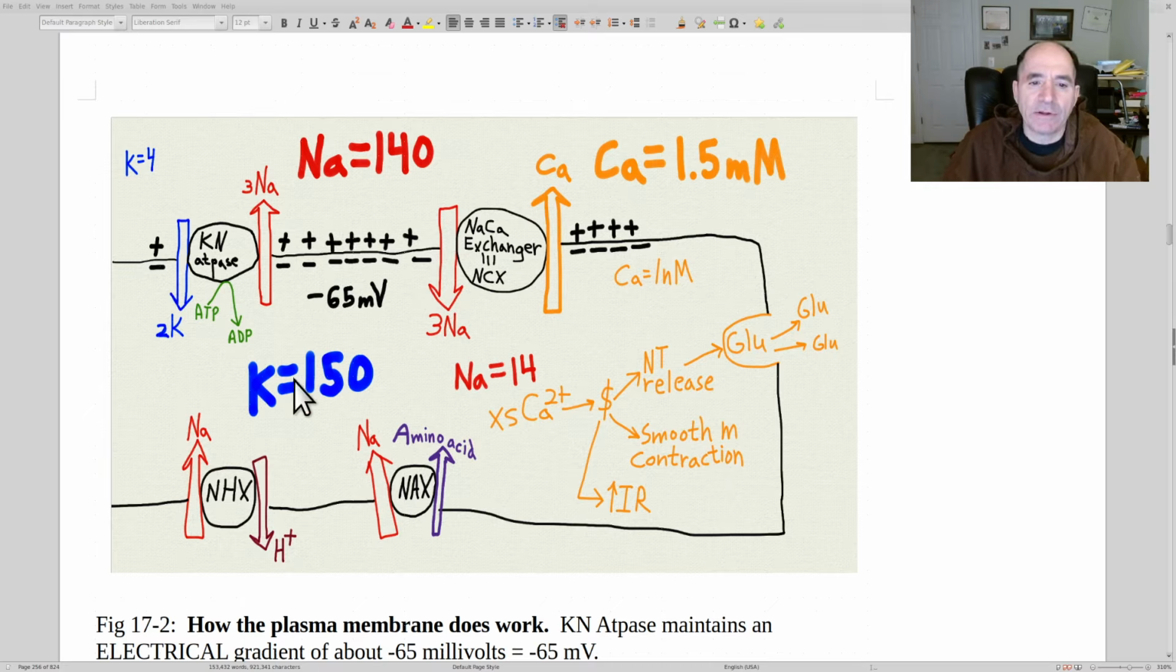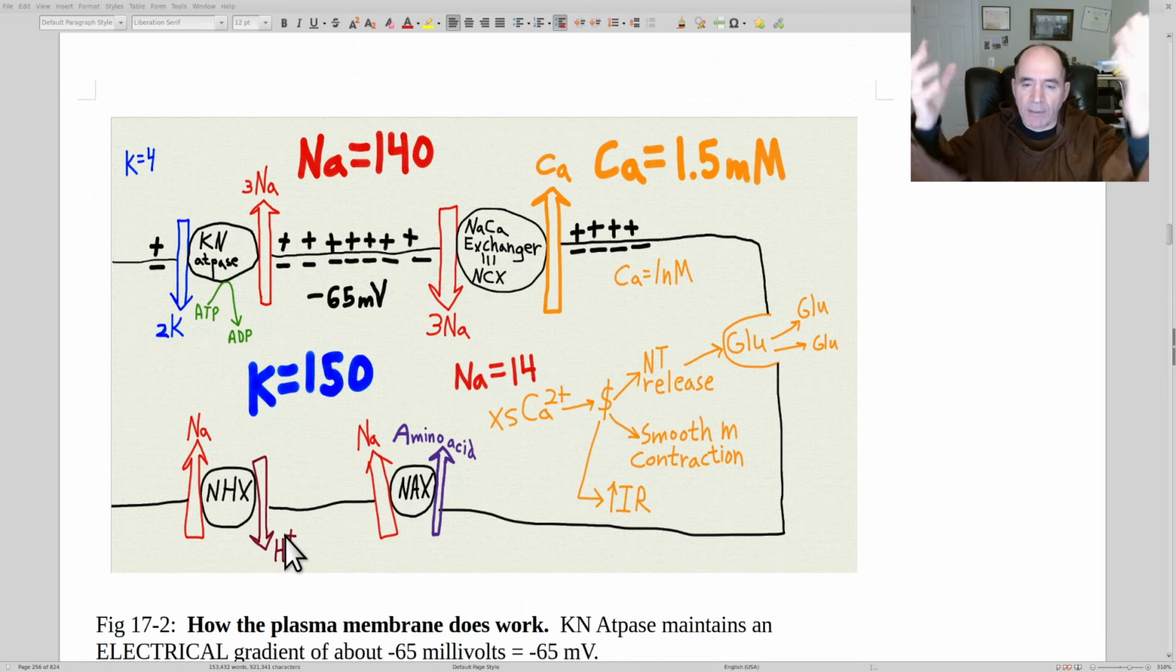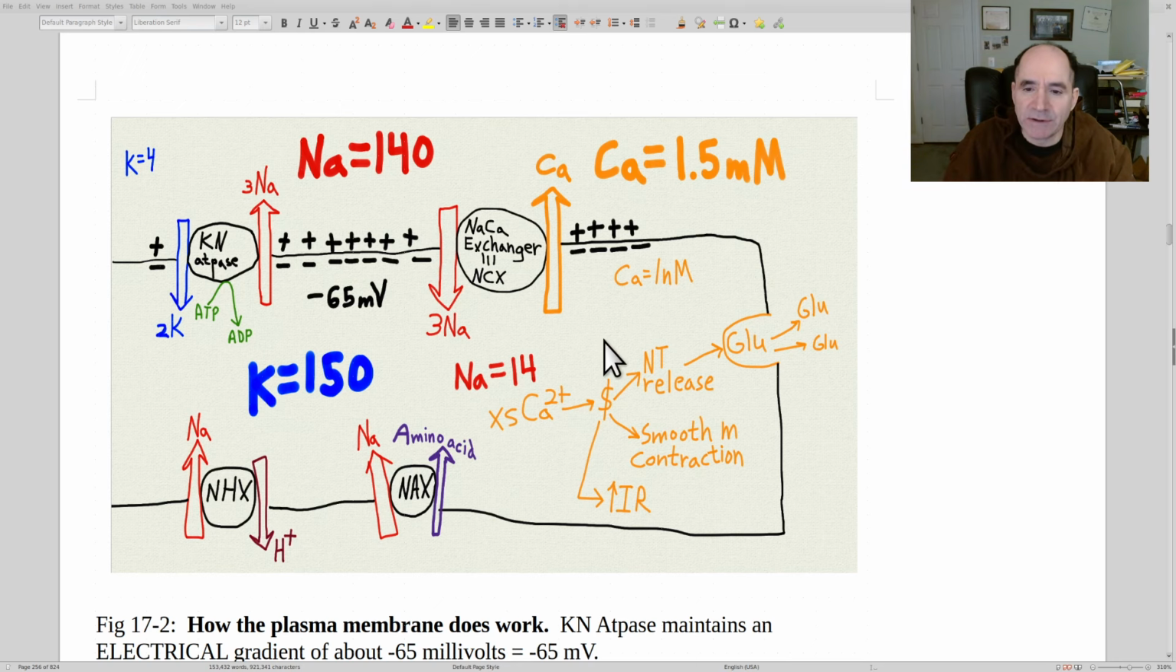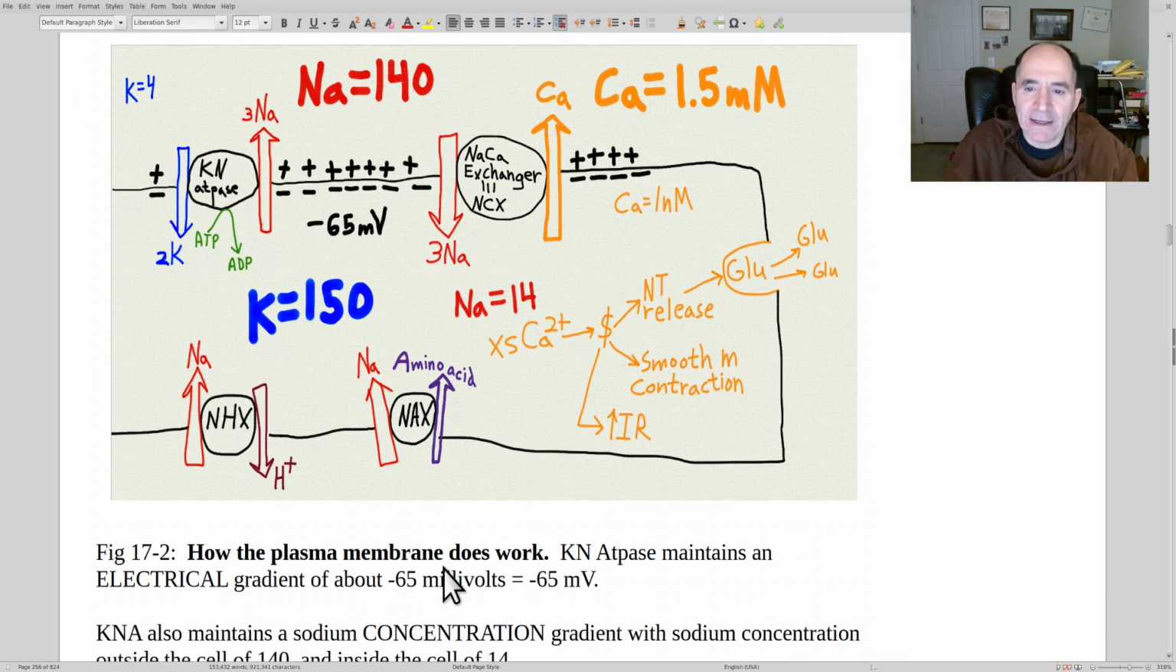Okay, and then this gradient of sodium, electrochemical gradient, is also used for doing other work, like for pumping in amino acids, for pumping out acid, pumping out protons. Okay, it's the electrical power system of the cell. One of the things you start to realize when you study cell physiology is the cells are like chemical electrical geniuses. They know how to do all kinds of stuff that humans are just beginning to understand.